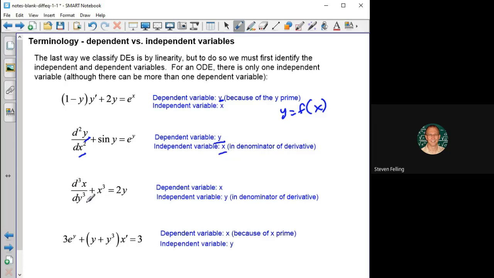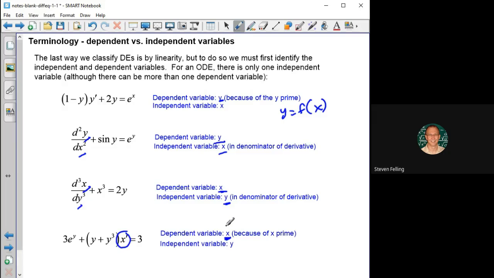Same thing here. I've got a derivative. It's a third order derivative, dx dy. That means x is dependent upon y. So in this equation, the dependent variable is, I'm sorry, the dependent variable is x and the independent variable is y. So these are reversed. This is how you tell which variable is dependent on the other. Look for the derivatives and see which one is being primed. That's always the dependent variable, or if it's in fraction form like Leibniz notation, then the numerator is always the dependent variable and the independent variable is in the denominator. In this case, I have only one term here with a derivative, x prime. That means x is the dependent variable and y is the independent variable.